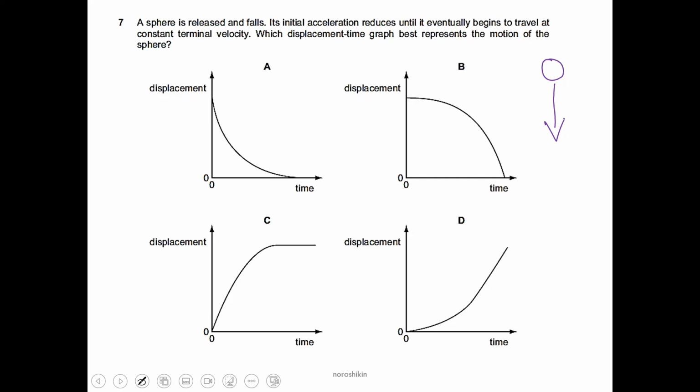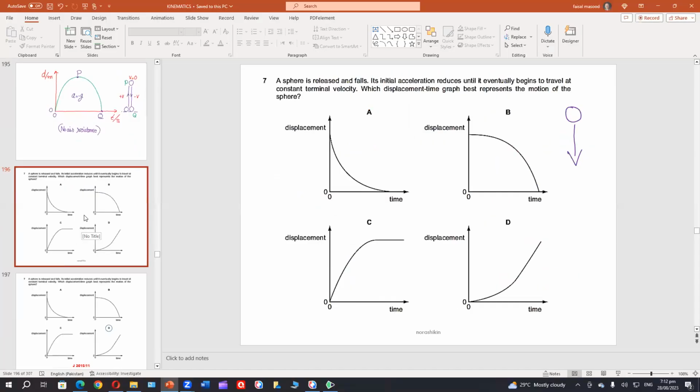Sir, yes, it's D, yeah? Now we need explanation because C means displacement increases and later displacement becomes constant. D means initially the displacement increases and later the velocity becomes constant. How can I say velocity becomes constant? The gradient becomes constant.